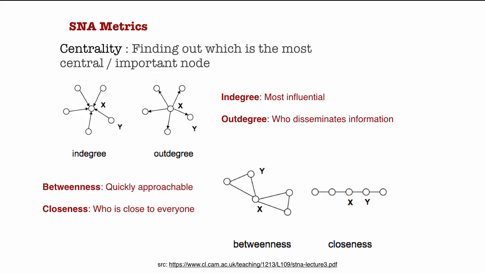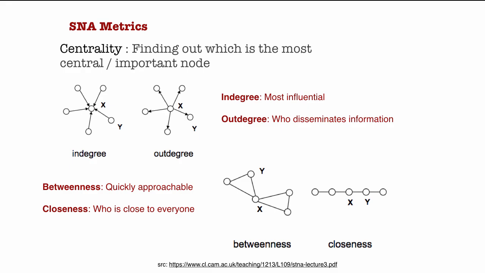One of the other useful SNA metrics is centrality, that is, finding out which is the most central or important node. There can be various ways to define centrality. Let us look at them one by one. In degree centrality finds the node with highest in degree. It can signify the most influential node, or in case of Twitter follower graph, the user with highest number of followers. Out degree centrality helps in locating the node whose out degree is the highest.